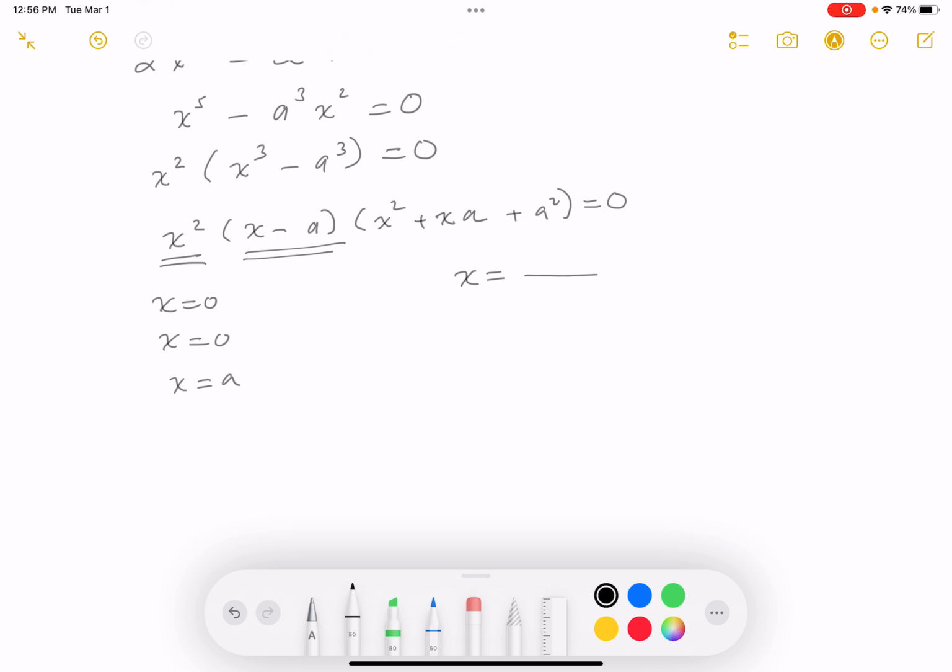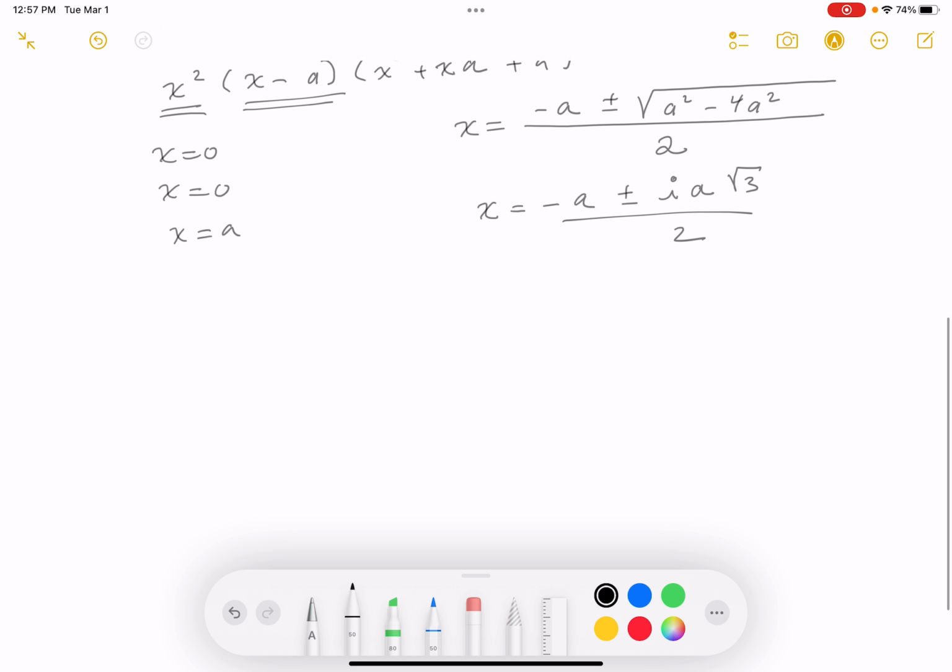And what do you get there? Let's write this down. 2, minus a plus or minus, let's see, the square root of a squared minus 4 times 1 times a squared. Let's keep moving forward. What do you get there? Minus a plus or minus, that's minus 3a squared, so I'm going to say i, and then an a, and then a root 3, all over 2. All right, so we've got all our solutions over here.